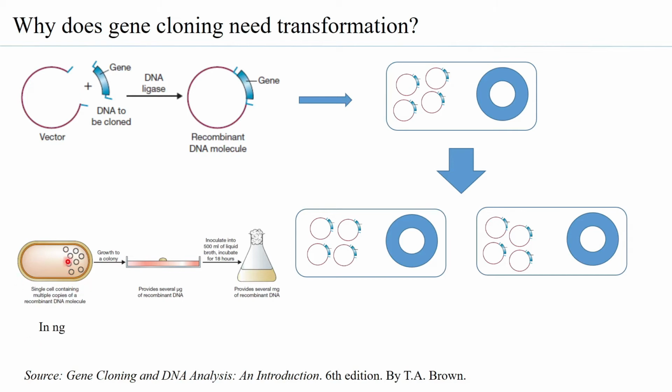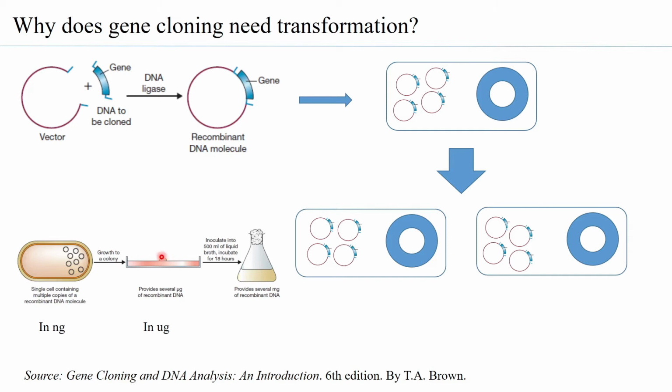So the clone or the recombinant DNA that you will get would be in nanogram quantities. But if you take this bacterial cell and plate it on a nutrient agar media, then one single bacteria will divide several times to give rise to a single colony. So this single colony will have several thousands of bacterial cells that each have multiple copies of the plasmid DNA or the vector DNA, and therefore from a single colony, when you isolate or purify the plasmid DNA, you will get it in micrograms.